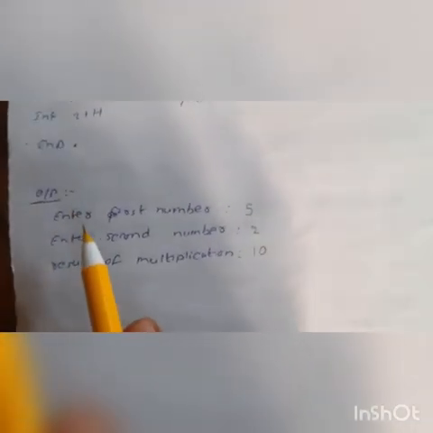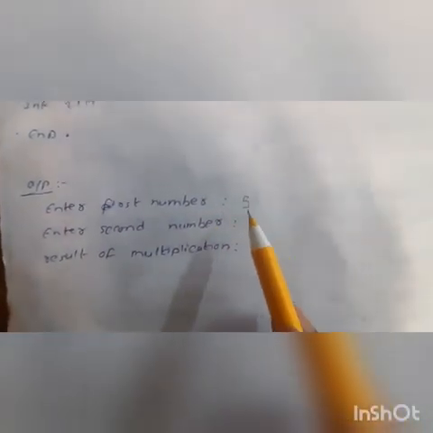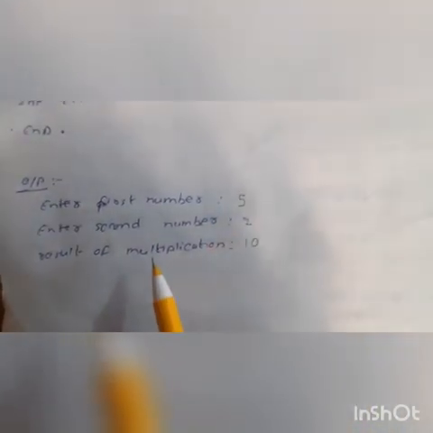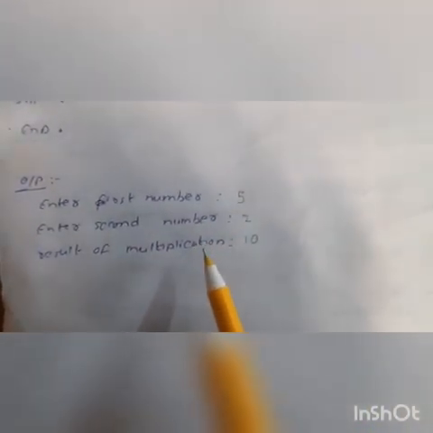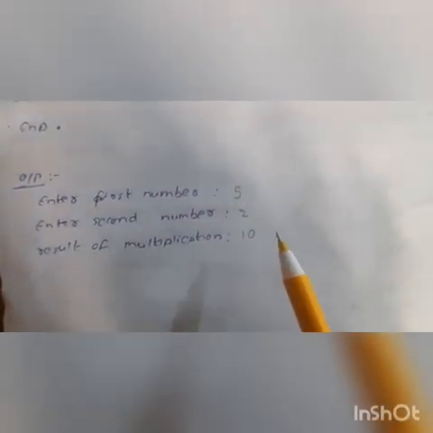Coming to the output, enter first number. We are taking the first number as 5 and the second number as 2, and the resultant multiplication value is 10.